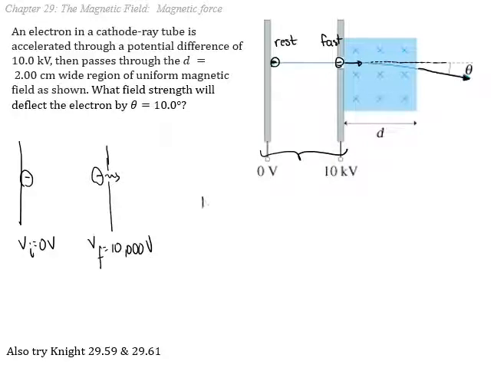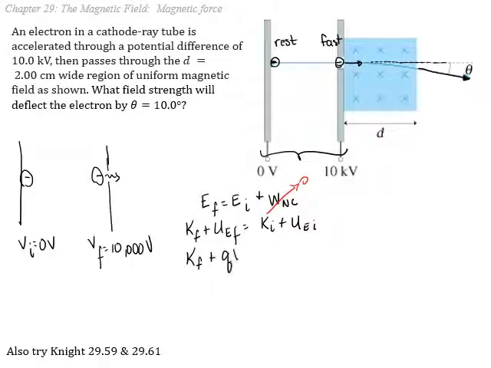When the electron gets over here, this is where it's moving. We'll apply conservation of energy. Final energy equals initial energy plus work done by any non-conservative forces. We don't have any non-conservative forces, so that term is 0. Our final energy is kinetic plus potential. Our initial energy is kinetic plus potential. Let's see which of those two terms are 0, or why don't we put it in terms of potential first? So potential energy is charge times potential.